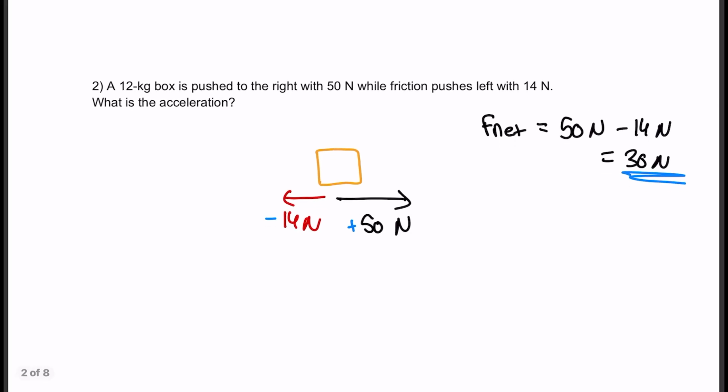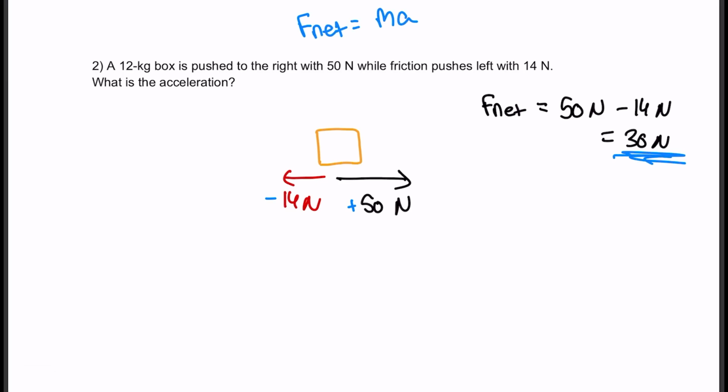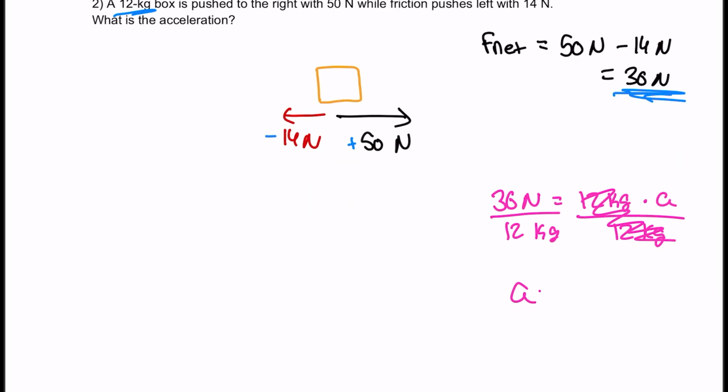Now, we're going to use Newton's second law again. Force equals mass times acceleration. We know the force, we know the mass, so now we have to calculate the acceleration. 36 newtons equals 12 kilograms times A. We don't know the acceleration, so we're going to divide by 12 kilograms on this side and by 12 kilograms on this side. And our answer is going to be A equals 3 meters per second squared.